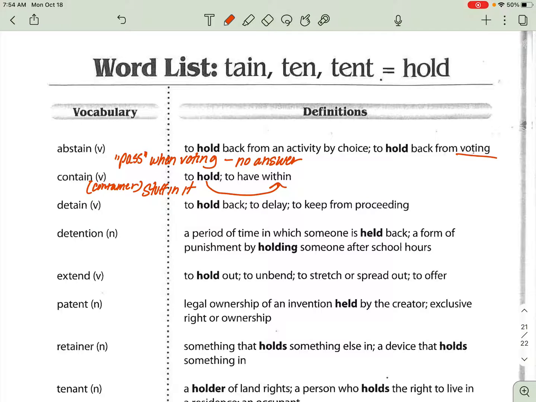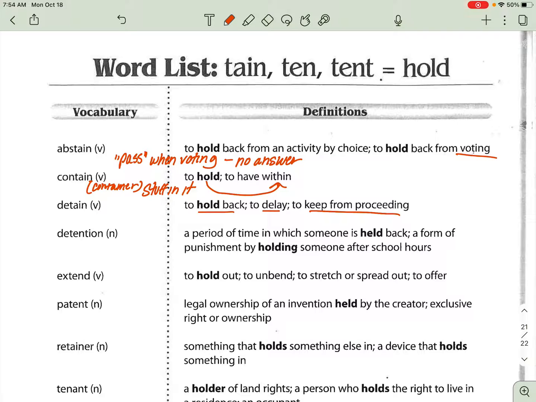All right, here we go. We also have detain. Detain is the next one. Detain means that you hold somebody back or you delay them from going somewhere. So hold back, delay, keep from proceeding.